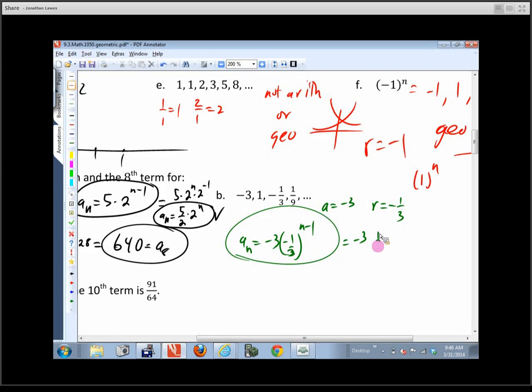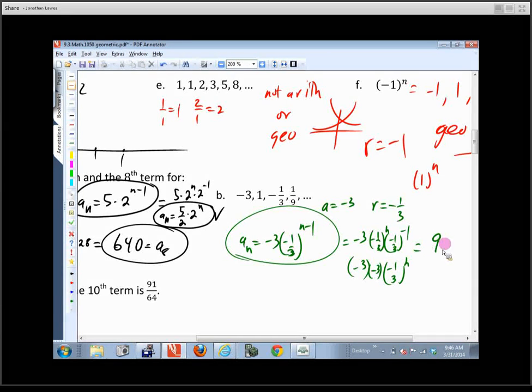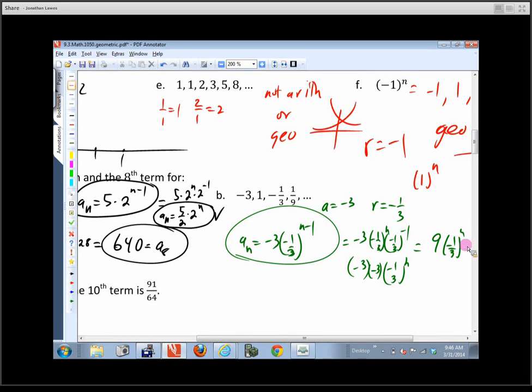-3, -1/3 to the n, -1/3 to the -1. So that would be -3. If I flip this over, that's also a -3, and that's -1/3 to the n. So the other way that you could write this would be +9, -1/3 to the n. Okay?